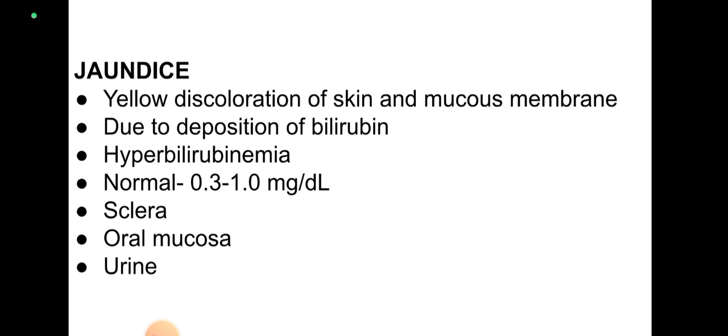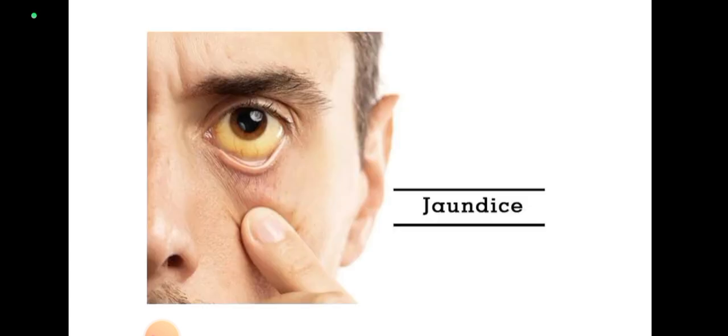Sclera has a high affinity for bilirubin due to its rich elastin content. The other sites to be looked at for evidence of jaundice are the mucosa of the oral cavity, underneath the tongue, and skin. Urine is dark in color due to excretion of conjugated bilirubin. In this photo, you can see we look for evidence of jaundice in the lower part of the sclera.